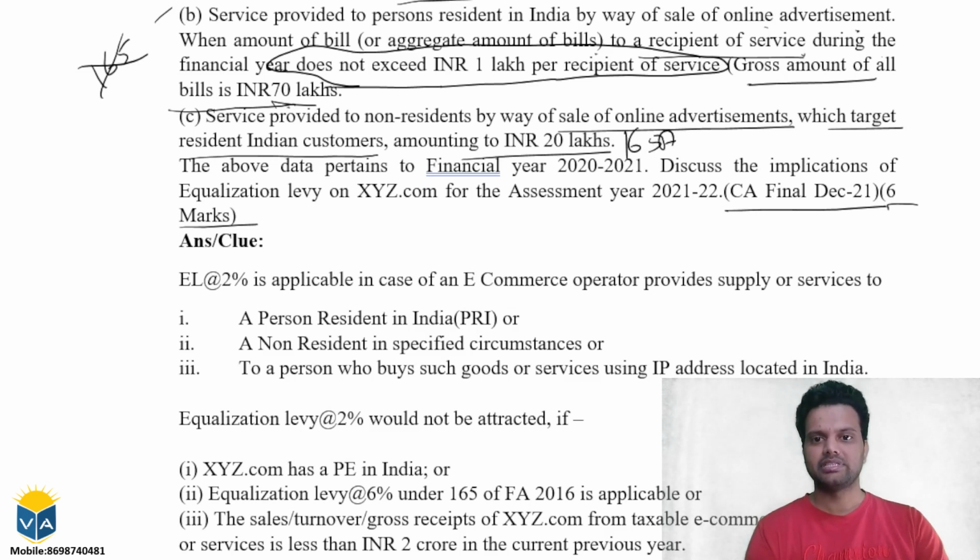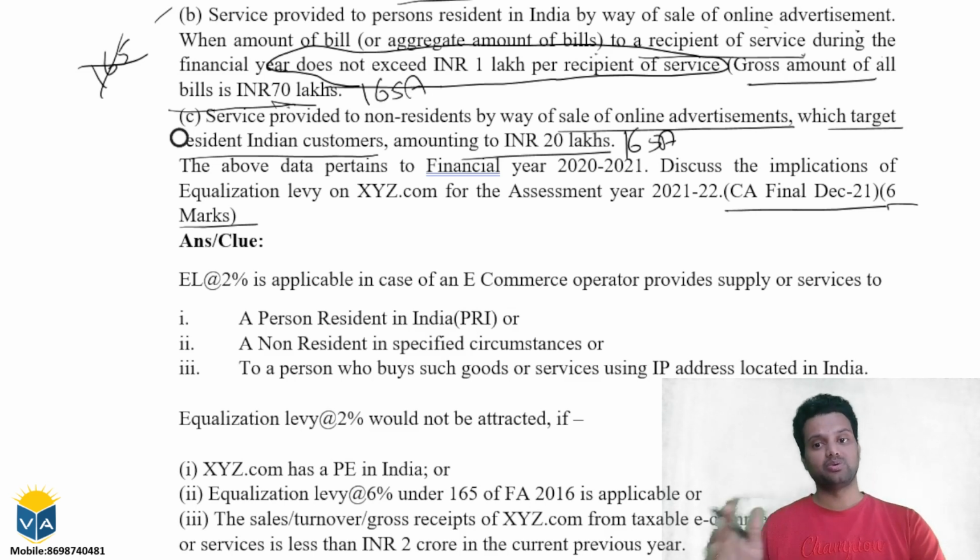This is also section 165A. This we need to check whether turnover is crossing 2 crores or not, because section 165A applicability depends on the turnover. If turnover crosses 2 crores or more, then only this equalization levy 2% is applicable, right? Now we will see the answer.